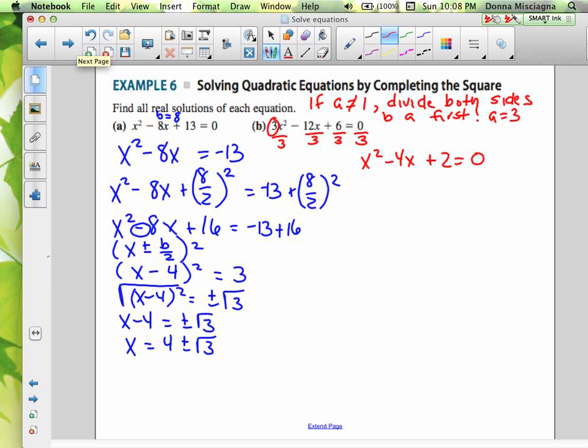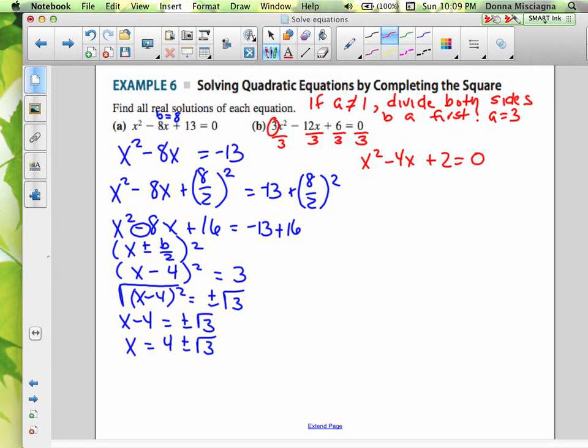We're going to move the constant because we can't factor it anyway. There's nothing, by the way, neither of these were factorable. There's nothing that multiplies to give you 13 and adds to give you negative 8. 13 has one set of factors, 1 and 13, that's it. And negative 1 plus negative 13 is negative 14. And the same thing here, this wouldn't factor. There's nothing that multiplies to 2 and adds to negative 4.